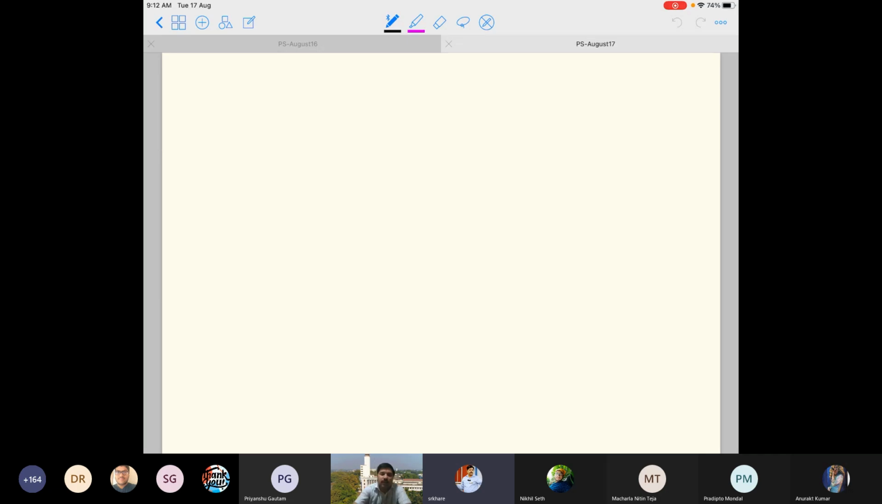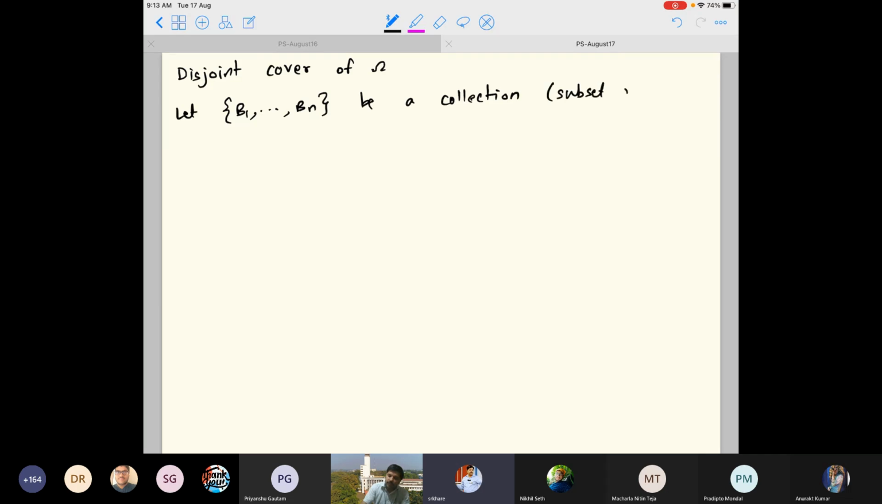The next concept that I am introducing is something that is very important. It is called the disjoint cover of omega, the sample space. So what is the disjoint cover? Let B1, B2, up to Bn be a collection. Of course, it is a subset of F.